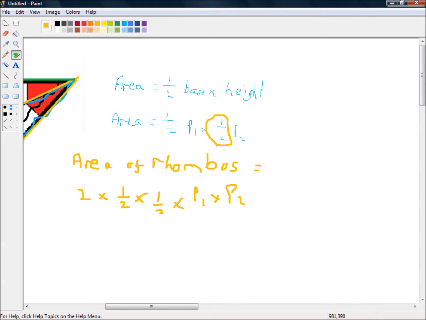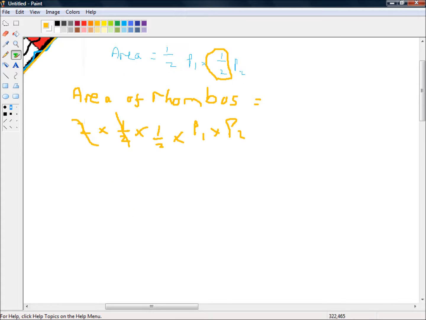Well, 2 times a half is 1, and 1 times anything is itself, so we can cancel out the 2 and we can cancel out one of these halves. So the area of the rhombus is just a half times one of the perpendicular bisectors times the other perpendicular bisector. So you just take the two diagonals, multiply them together, and then halve your answer, and that gives you the area of the rhombus.